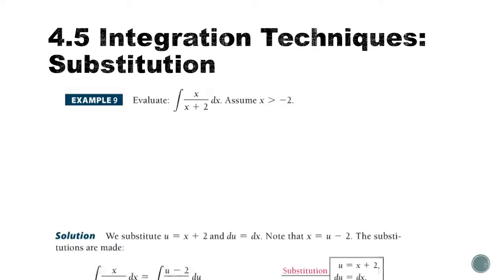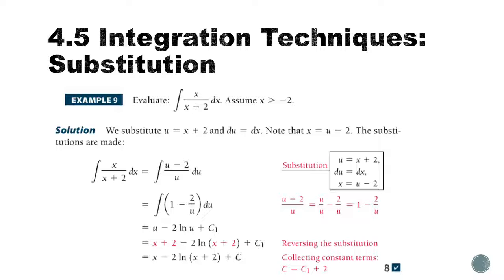Now, here's the deal. We're going to make u x plus 2, so du would just be dx. Well, the problem is we've still got that x stuck up there. So if u is x plus 2, then x is u minus 2. So what we're actually going to do is pull off two substitutions. We're going to replace x plus 2 with u, and we're going to replace x with u minus 2. Like I said, it's a little tricky.